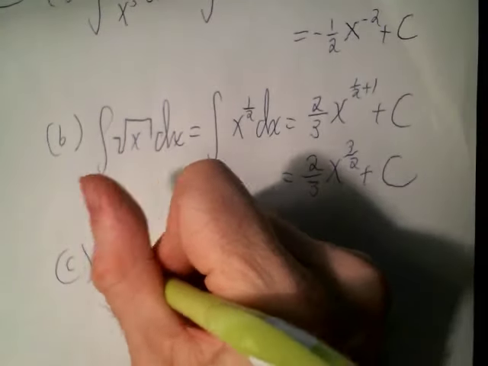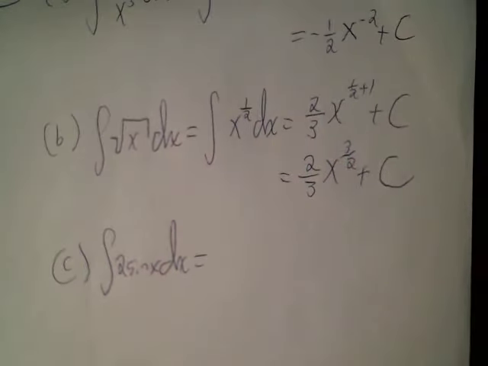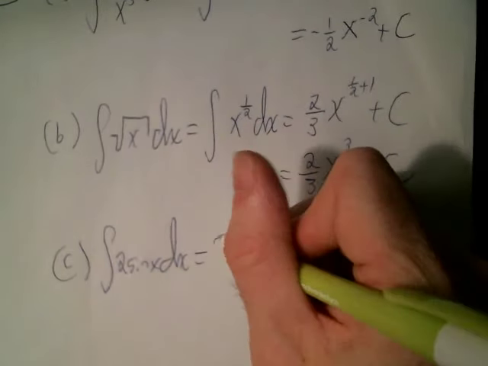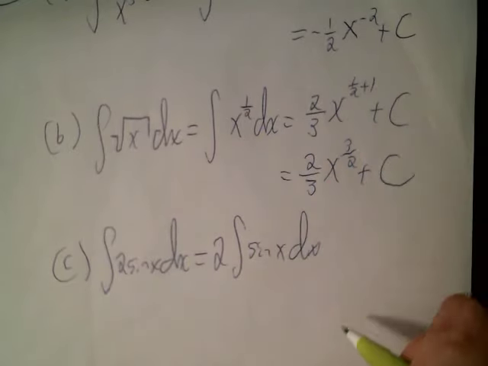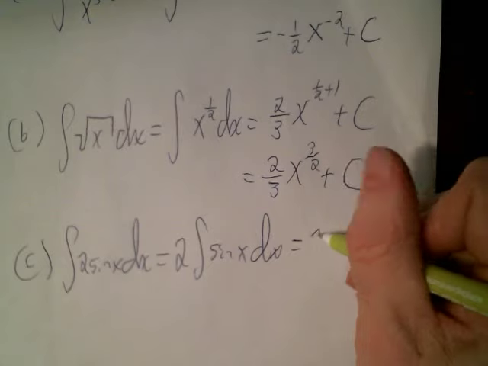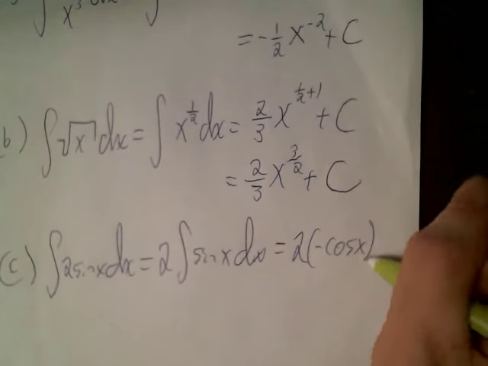And the integral of 2 sine x dx. Let's factor out the 2 first. I'm looking for the antiderivative of sine, and that's just negative cosine. You gotta be a little careful.